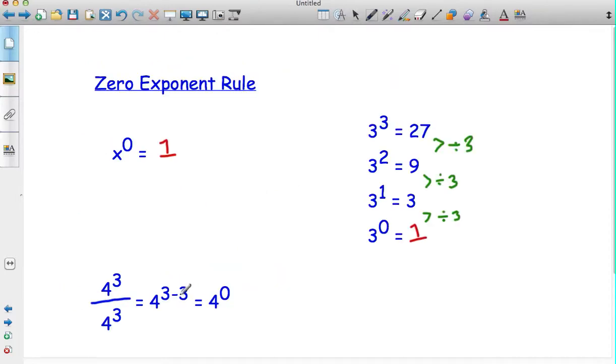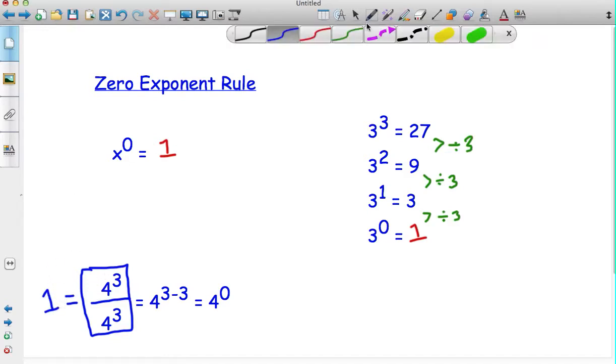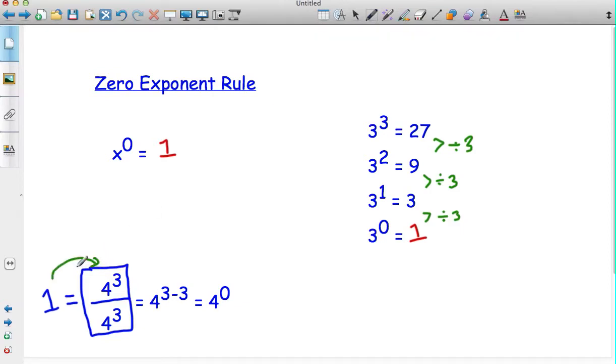So if I subtract 3 minus 3, I get 4 to the 0, which, if we look at this fraction right here to begin with, 4 to the 3rd is going to be 4 times 4 times 4 over 4 times 4 times 4. Any number over itself, we know, equals 1. Therefore, if we make our way through here, we can assume that 1 is equal to this, is then equal to this, and then is equal to this. So we know that any number to the 0 power is 1.